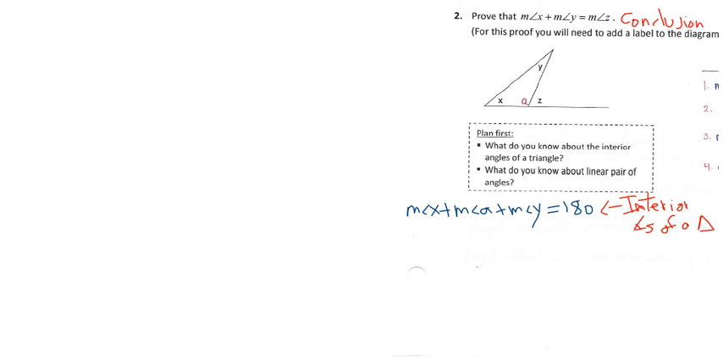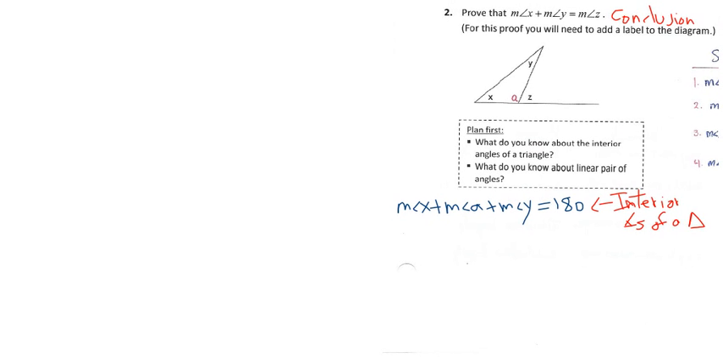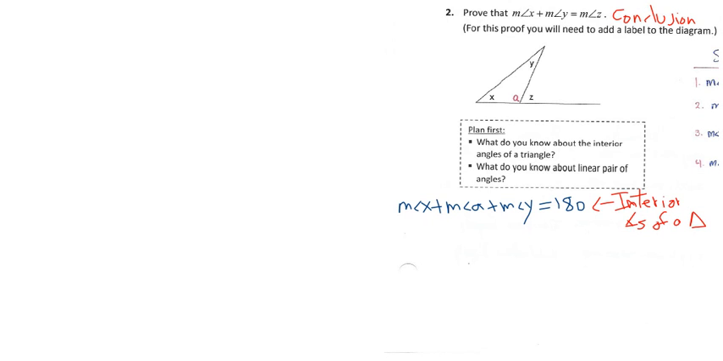So again, here, since it's only the plan, I'm writing the reasons in a simplified form, but when we write the proof, we will write complete definitions or complete theorems. So that's what we know about the 3 interior angles of the triangle.